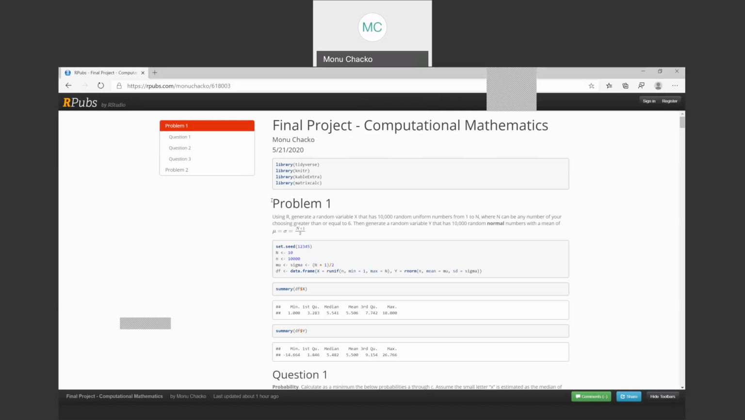So let's get started. We have the first set of problems with probability. Here we are asked to create two variables, x and y. One of them is from 1 to n with random numbers up to 10,000. The other one is the mu, the mean, and the standard deviation. I'm sorry, and the formula that you have here, n plus 1 divided by 2. So this particular data frame will contain two columns filled with those random variables.